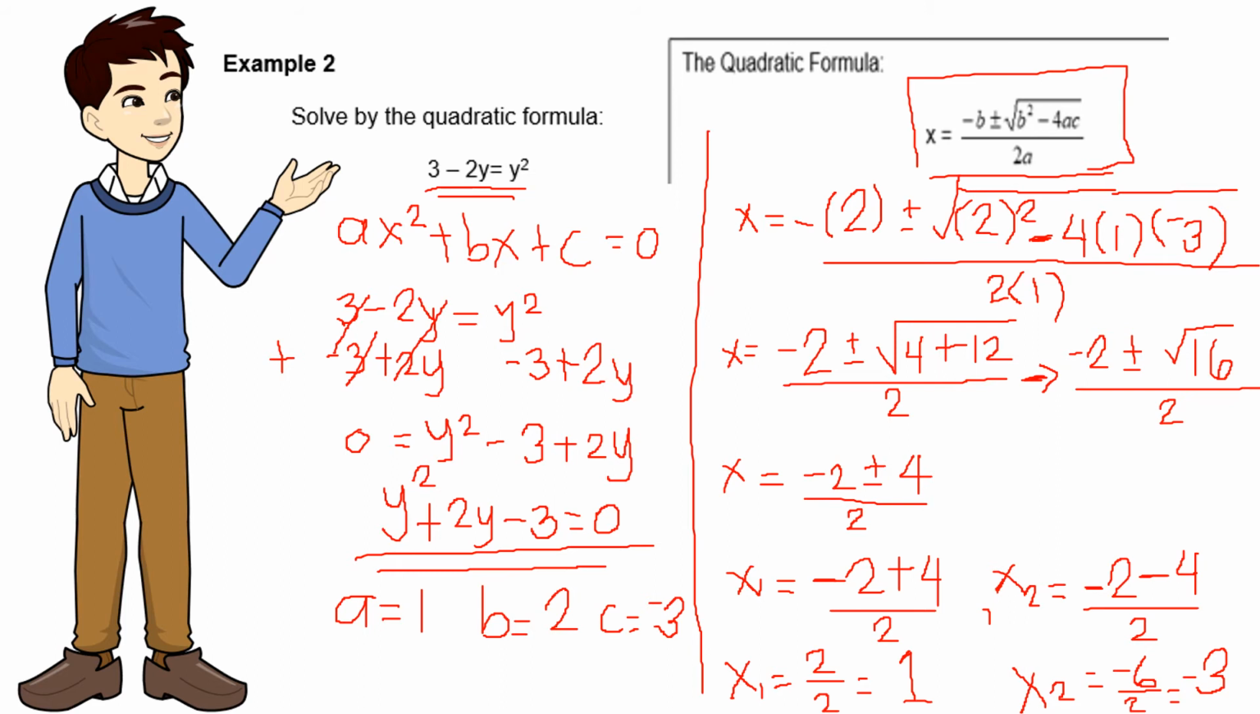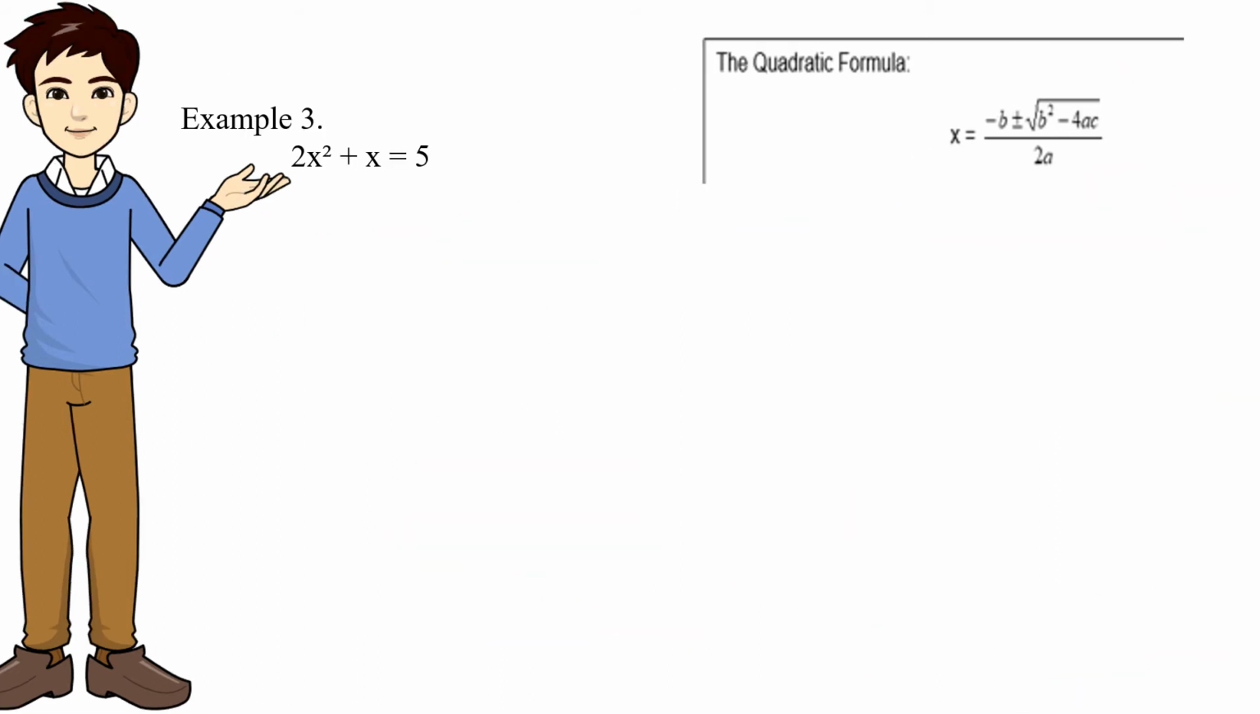Magaling! So let's proceed now with the example number 3. This time, the given example is 2x squared plus x equals 5. So, sulat muna natin, translate muna natin ang ating equation into standard form. Rewrite natin in standard form.